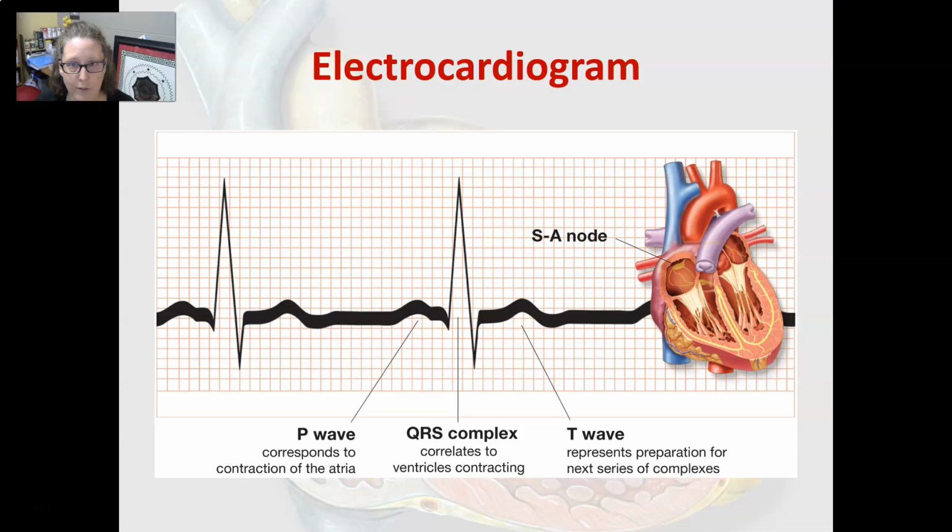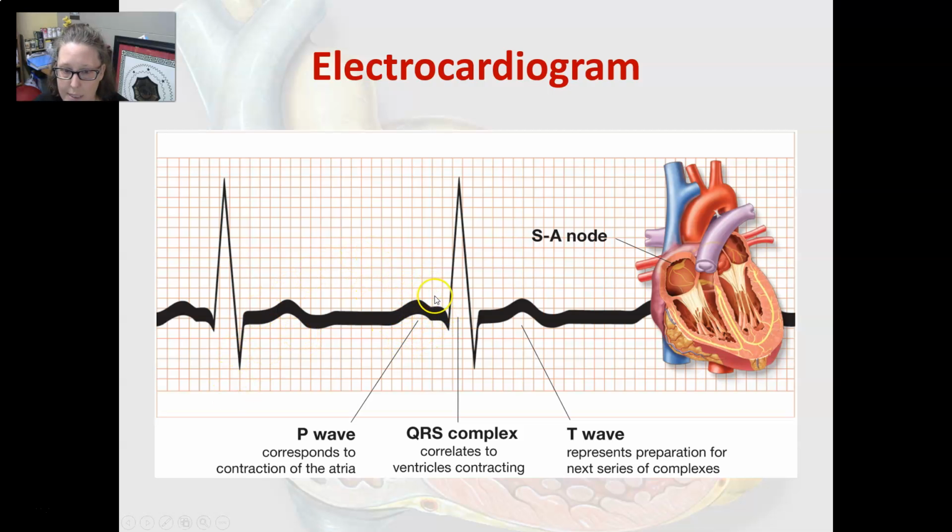The electrocardiogram is a record of the electrical activity of the heart, also known as EKG or ECG, depending on where you're from. The electricity that is recorded is what is happening in the heart. So the SA node fires, and you have the depolarization of the electrical impulses through the atria, and that is seen in the P wave.